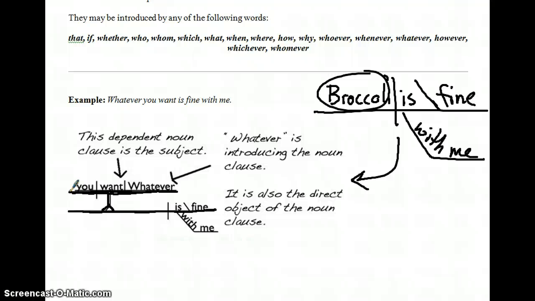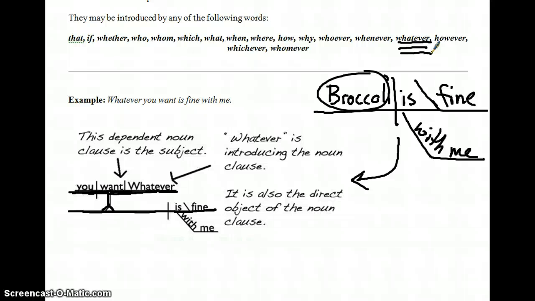You is a subject. It's linked to the verb want, right? What about you? You want whatever. That means whatever is the thing you want. It's the thing being acted upon. It's the direct object. Okay? Notice that whatever is one of those words that was listed above. Here it is. And it's starting the noun clause. All right? So that's how you diagram noun clauses.